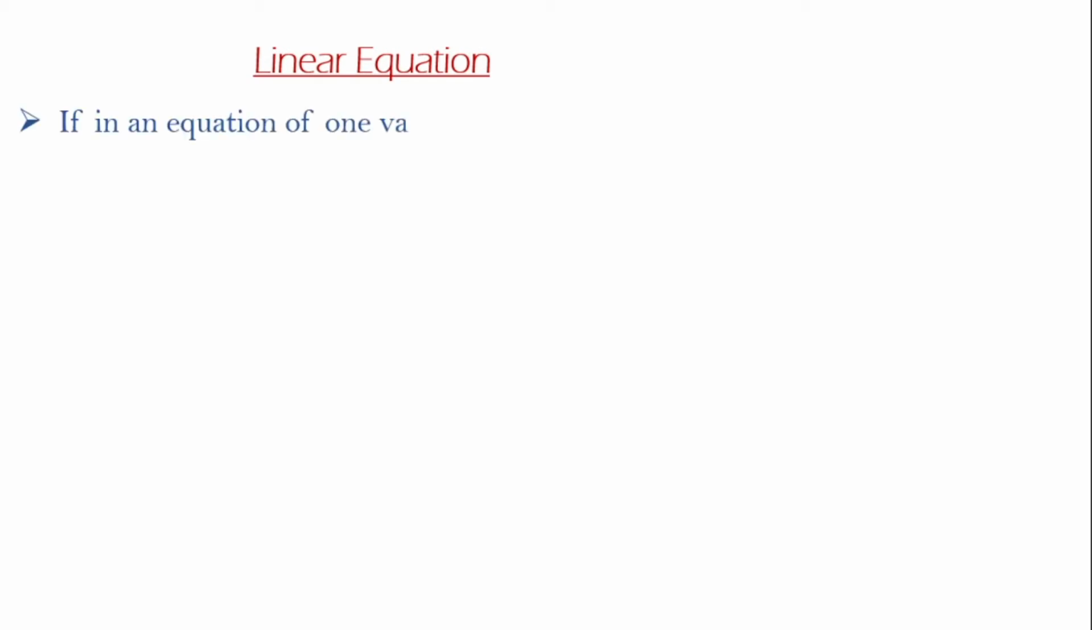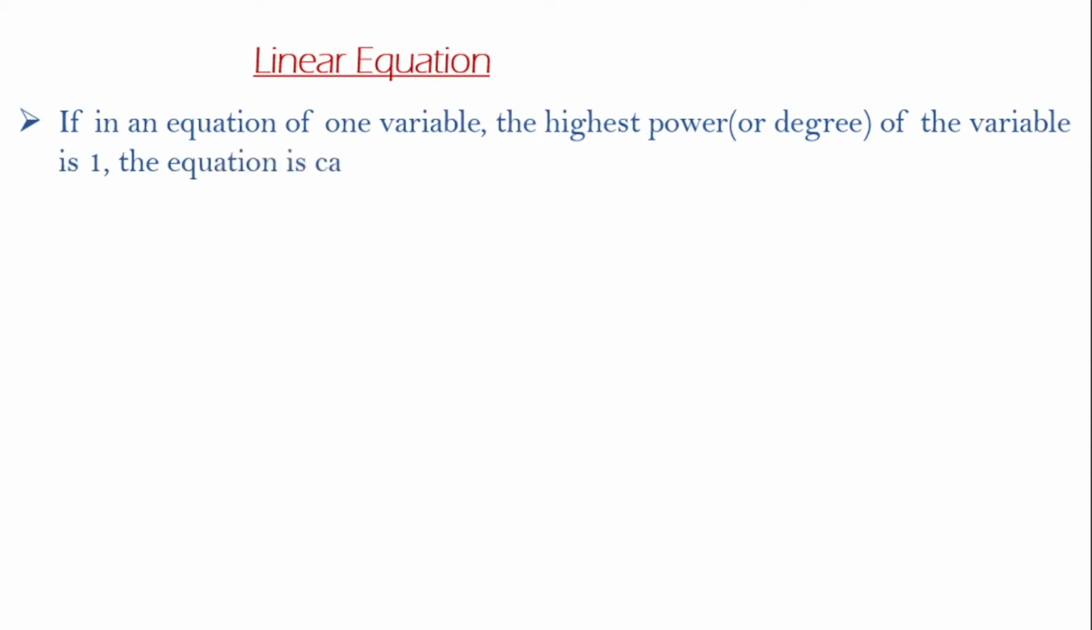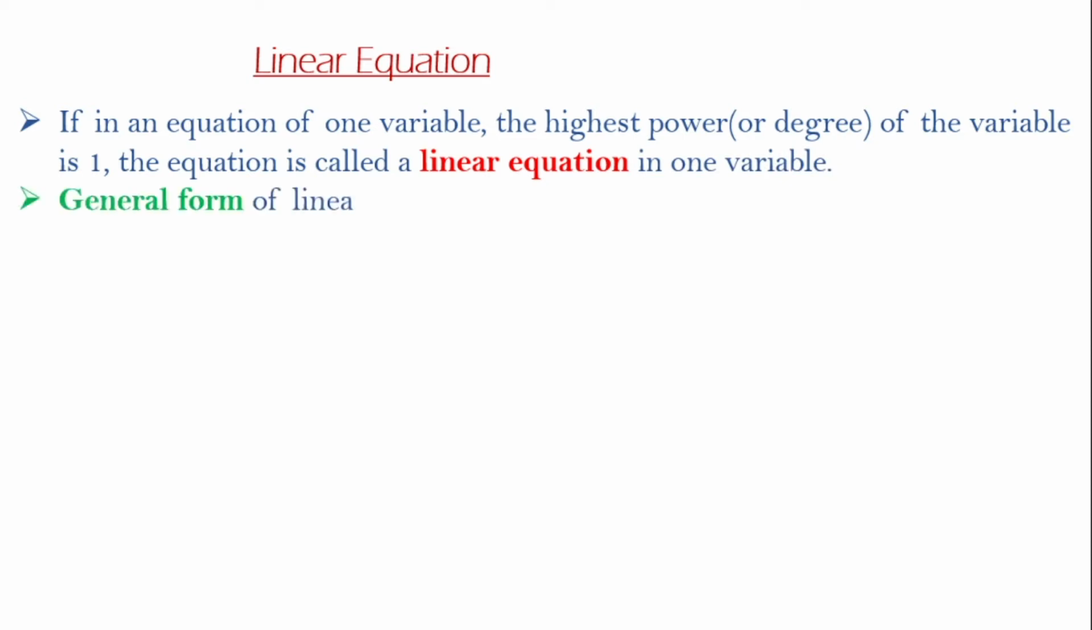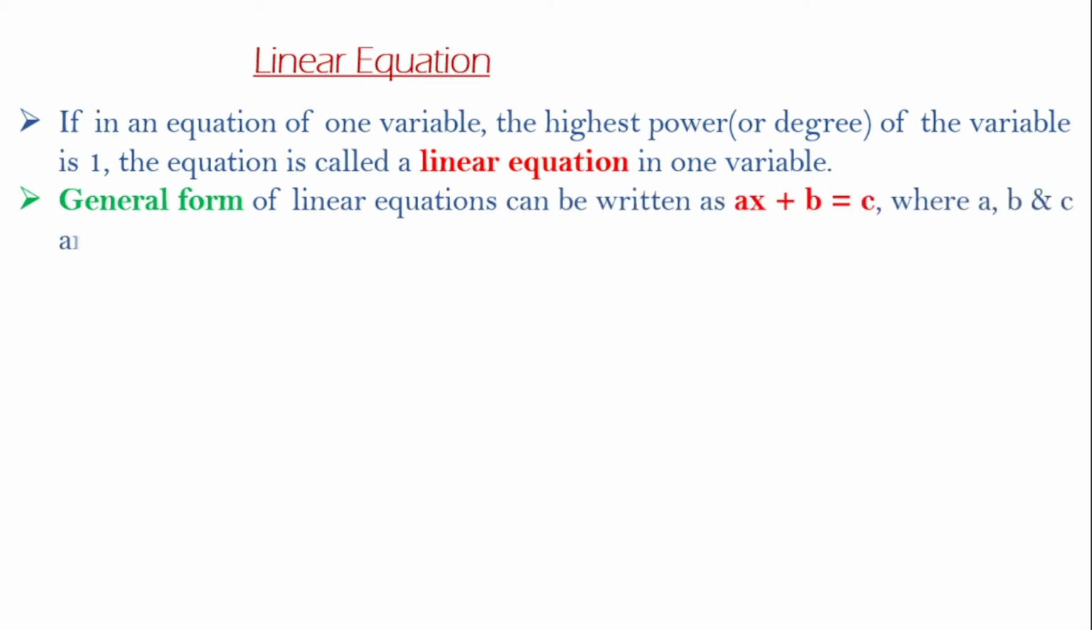Now, the next topic for today's video is what is a linear equation. We can define a linear equation as: if in an equation of one variable, the highest power or degree of the variable is 1, then the equation is called a linear equation in one variable. The general form of a linear equation can be written as ax plus b equals c, where a, b and c are constants and a is not equal to 0, whereas b and c can be 0.